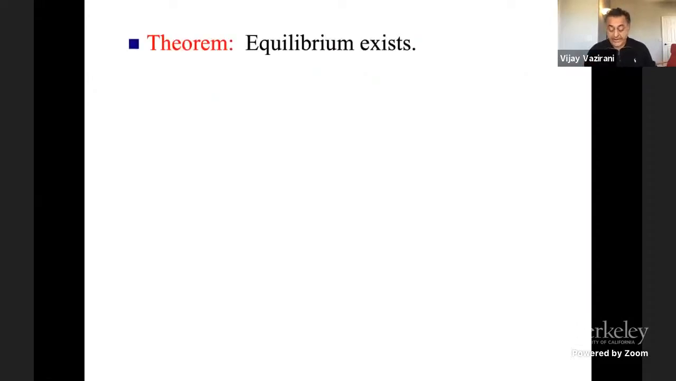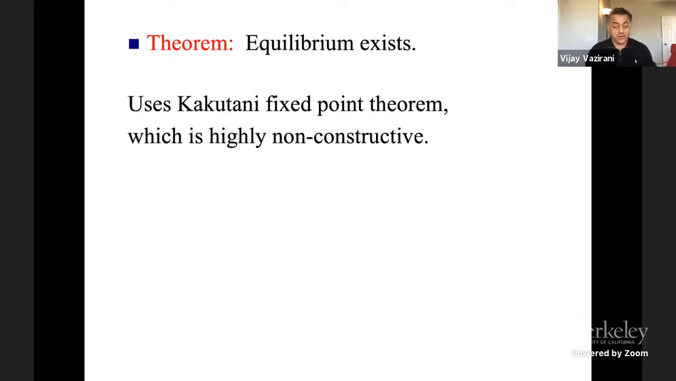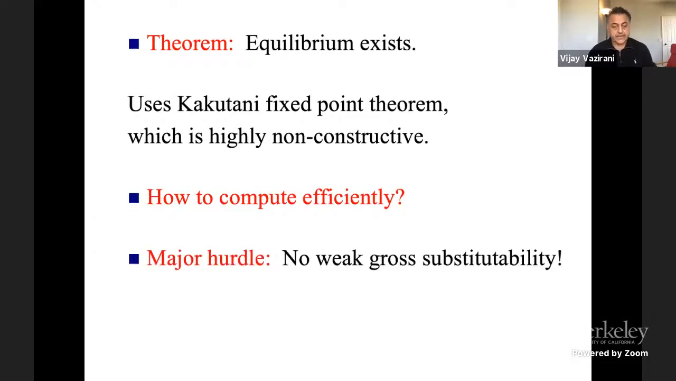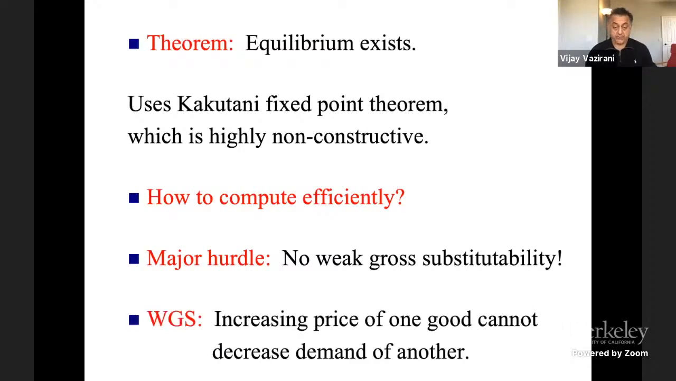Okay, and the point is, it is a quite non-trivial proof. There are more non-trivial proofs around this fact that equilibrium exists, and it uses the Kakutani fixed point theorem, which of course is highly non-constructive. So the question of efficient computability is front and center, and somehow it has not been addressed in our community. And the major hurdle here is that the market does not satisfy weak gross substitutability. What is that? That says that if you increase the price of one good, the demand of another good cannot come down. It should not.